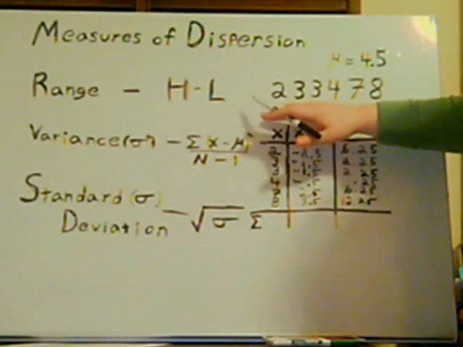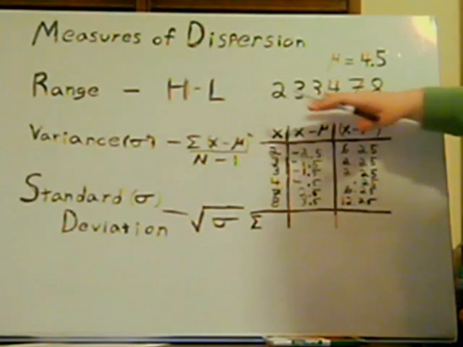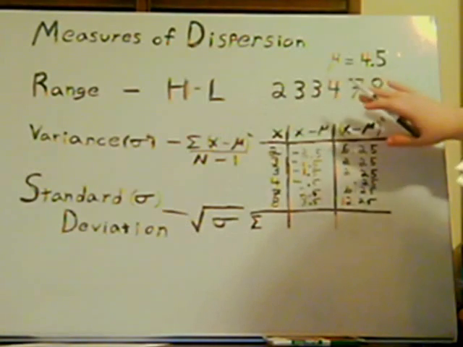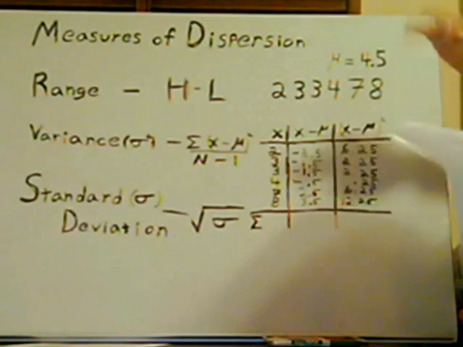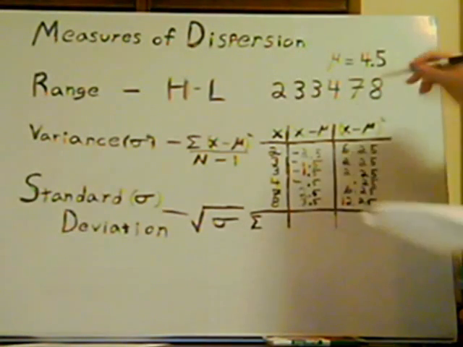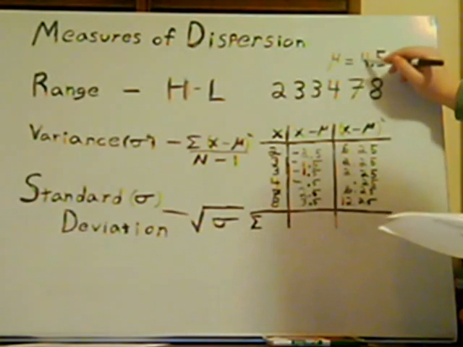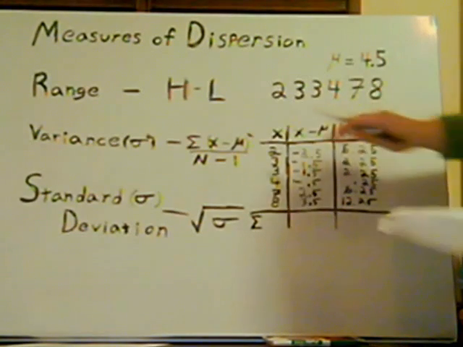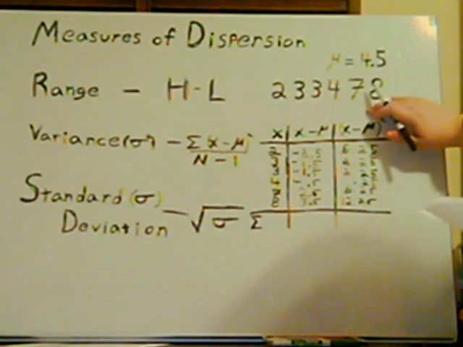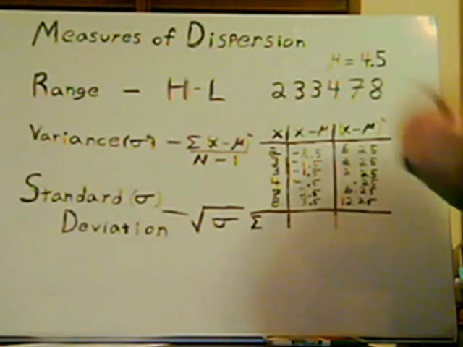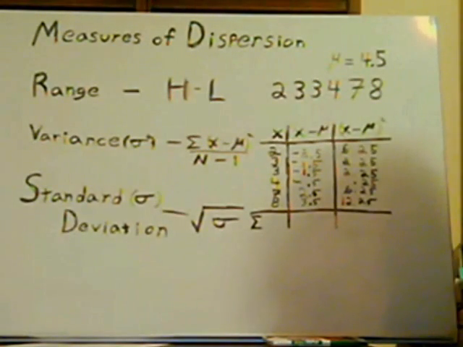Let's stick with our sample of 2, 3, 3, 4, 7, and 8. It's already rank ordered. That's nice. Remember, we still have the mean, which is symbolized by the Greek letter mu. The mean is still 4.5. That hasn't changed. So to find the range, we take the highest number, which is 8, and subtract 2 from it, which gives us 6 for the range. Ranges are very easy to calculate, as can be seen.